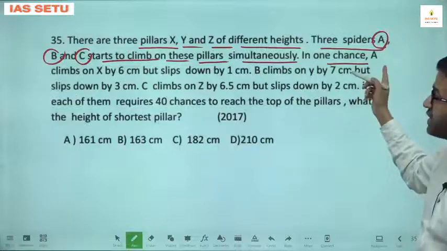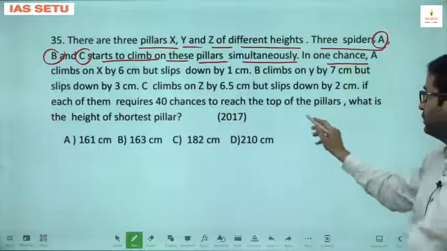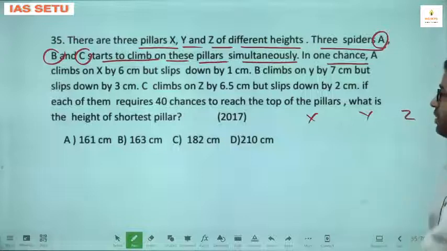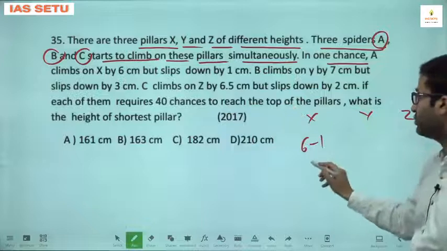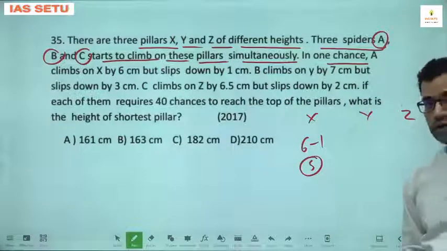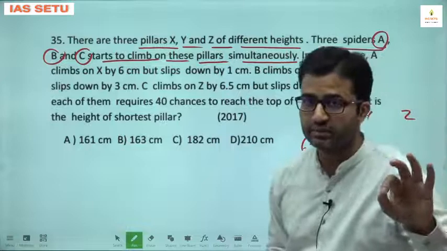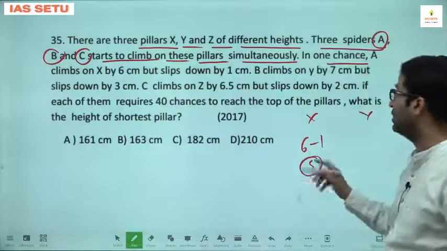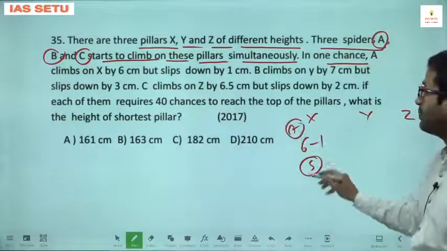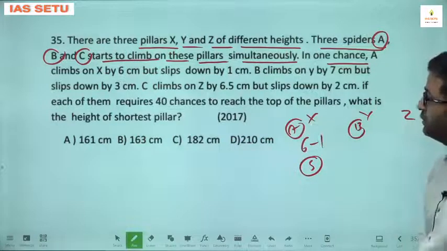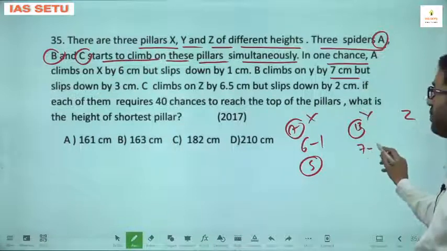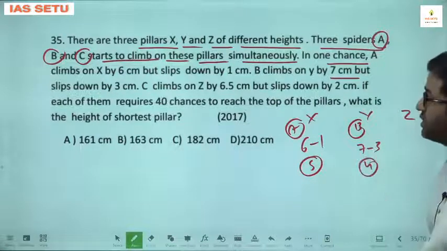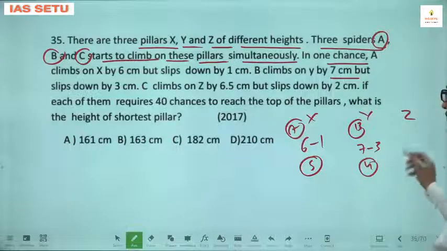In one chance, A climbs on X. So this is X, Y, Z. A climbs in one chance 6 centimeters and slips down 1 centimeter. So effectively 5 centimeters in one chance. This is A. Whereas spider B climbs on Y, that is 7 centimeters and slips back 3, effectively 4 centimeters. C climbs on Z 6.5, slips down 2, so effectively 4.5.